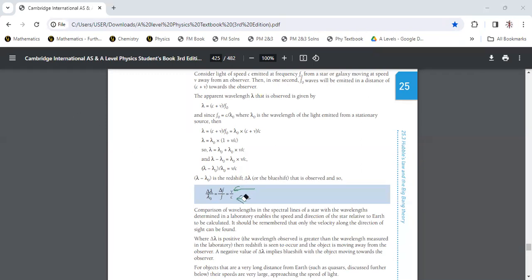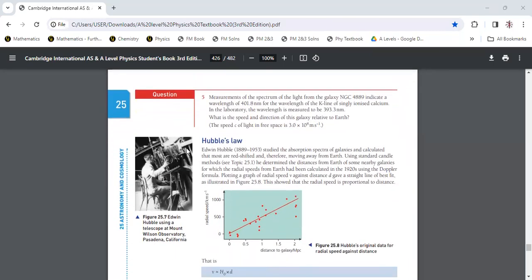So let's try an example for question 5, where measurements of the spectrum of light from the galaxy NGC 4889 indicate a wavelength of 401.8 nanometers for the K line of singly ionized calcium, but the value measured in the laboratory was 393.3. So how do we calculate the change in wavelength? You always use the final minus the initial.